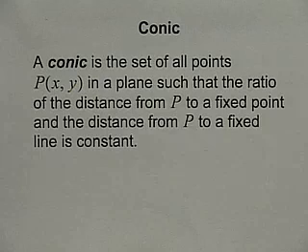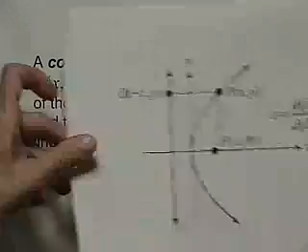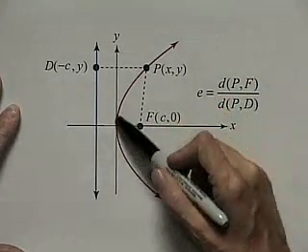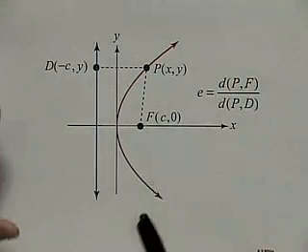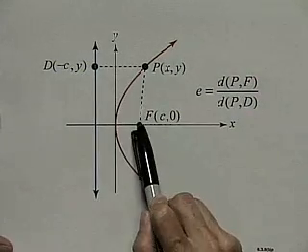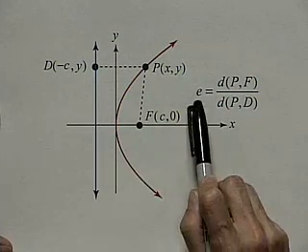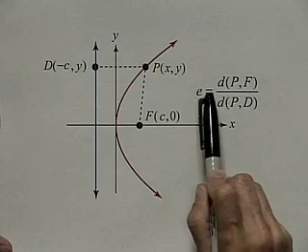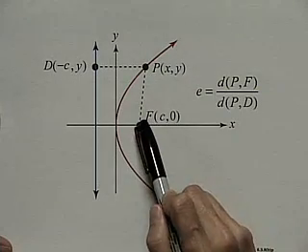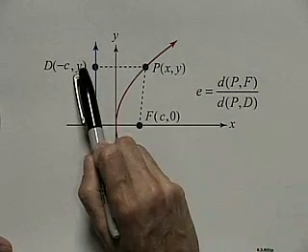Well, let's look at the general definition of a conic, so we can talk about its eccentricity. Here it is. A conic is a set of all points P of the form xy in a plane such that the ratio of the distance from P to a fixed point and the distance from P to a fixed line is constant. Well, a picture will help illustrate this. What you see here is a piece of a conic section, and it doesn't have to be any one particular conic. But in this picture, there's a focus and a line. The line is the directrix. This point is the focus. The eccentricity is the ratio of the distance from the point to the focus to the distance from the point to the directrix.